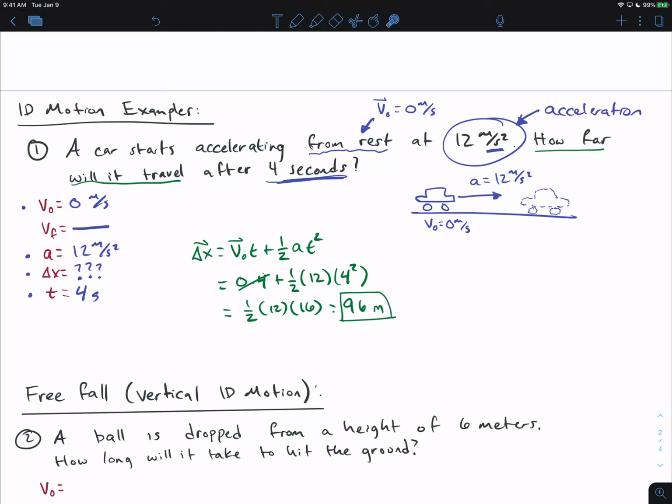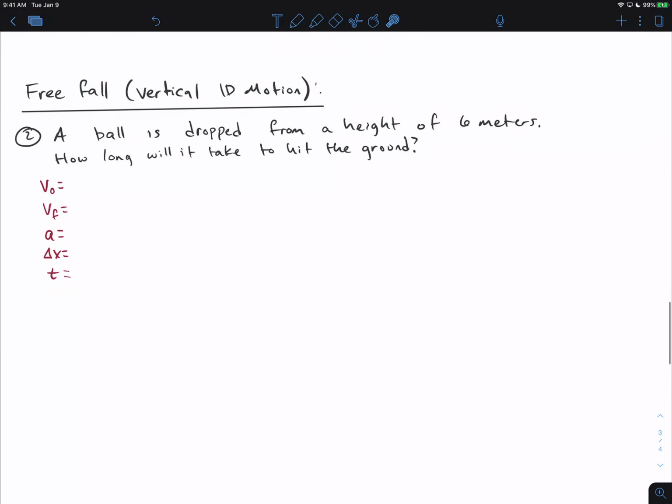Okay, so now that we have that, I want to go through one more problem with you guys, and that is an example of free fall, vertical one-dimensional motion. We've tackled one-dimensional motion horizontally. I want to do one more example with you guys vertically. In this example, if we read through this, I have a ball that is dropped from a height of 6 meters, and I want to know how long it's going to take that ball to hit the ground.